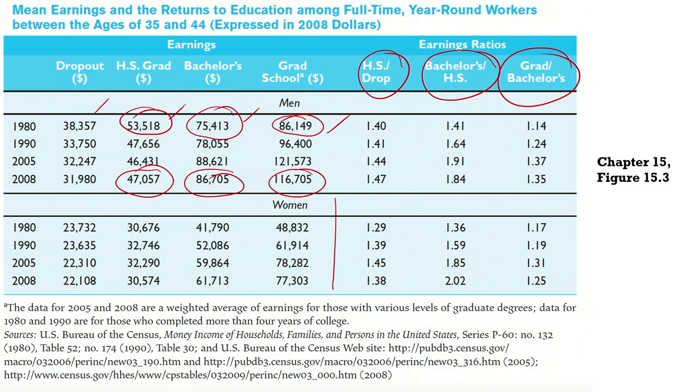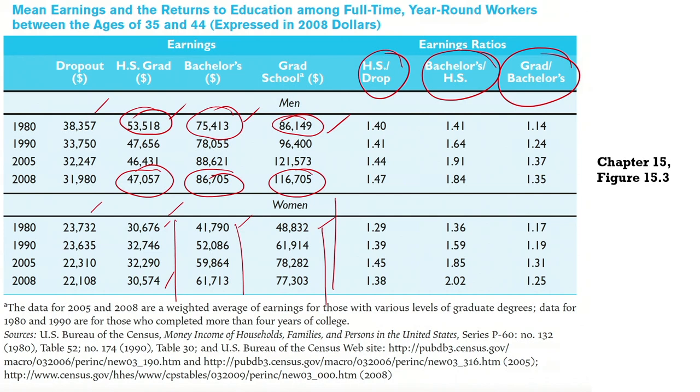In the context of women, mean earnings for women also increase with higher education attainment, from dropouts to high school grad, bachelor's to grad school. There is an increase in earnings. Earnings for women with a high school diploma were approximately 30,000 in 1980 and it has been 30,000 even in 2008. This is in sharp contrast to what we observe in the case of men. Women with a bachelor's degree saw their mean incomes increase. Women with a grad school degree also saw their mean incomes increase.